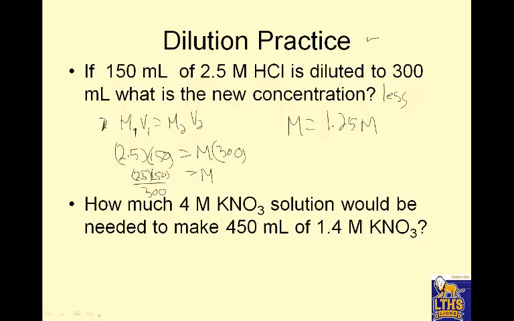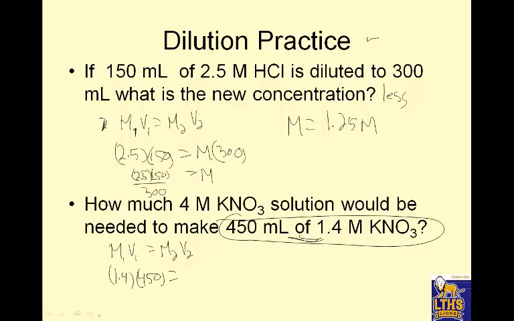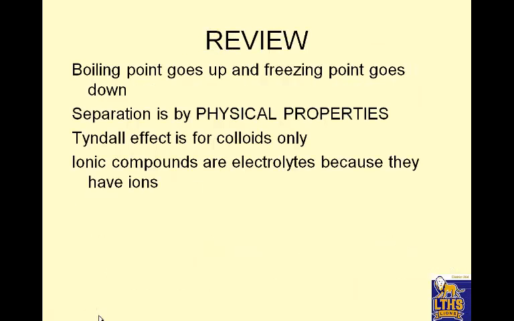How much 4 molar KNO3 solution would be needed to make 450 milliliters of 1.4 molar? Those guys go together, right? Number of means times. So M1, V1 equals M2, V2. Molarity 1, 1.4. Volume 1, 450. Equals molarity 2, 4. Volume 2 is volume 2. V2 equals 1.4 times 450 over 4. And get out your calculator. I get 1.4 times 450 divided by 4, and I have 157.5 milliliters.